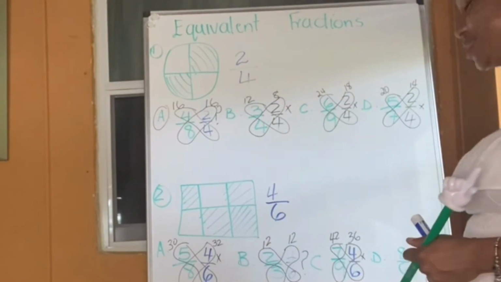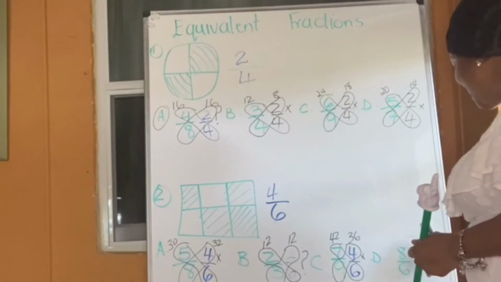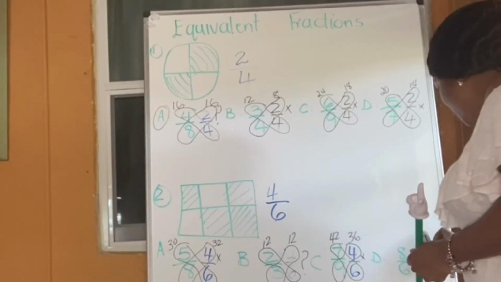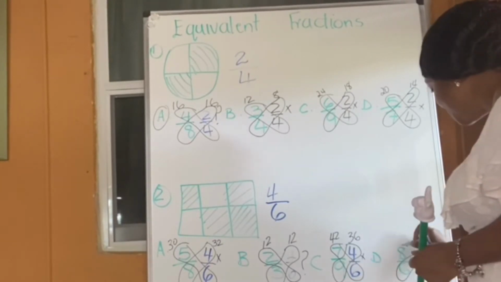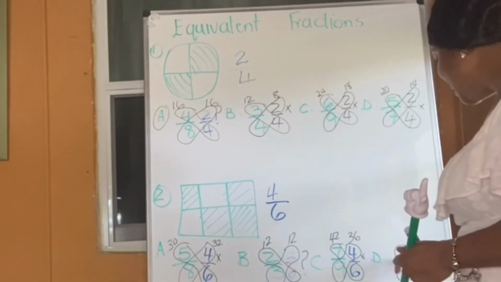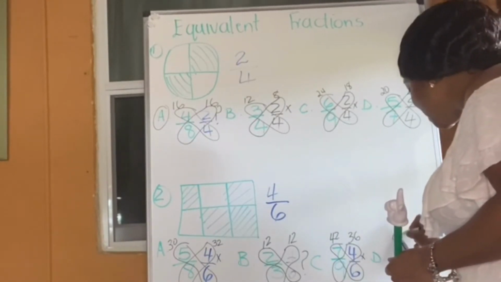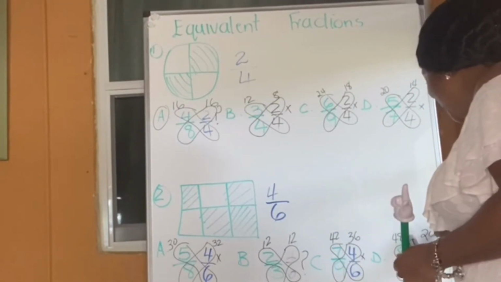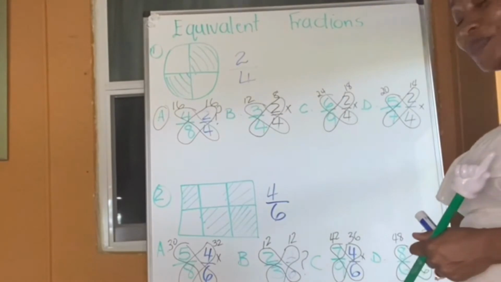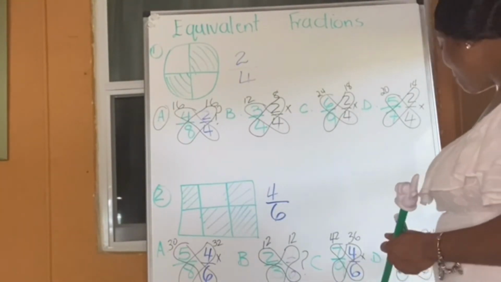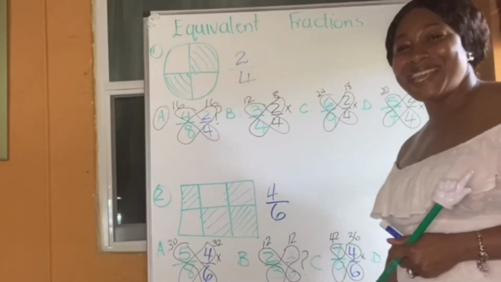Then the last one is 8/6 and 4/6. Draw our model, butterfly model, and let's multiply. So 8 times 6, that's 48. And then 6 times 4, that's 24. So again, they are not correct because the products are not the same.